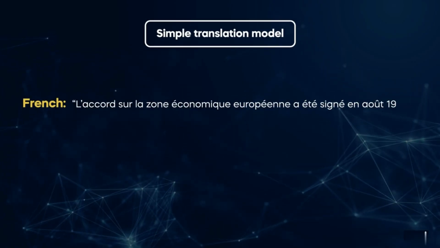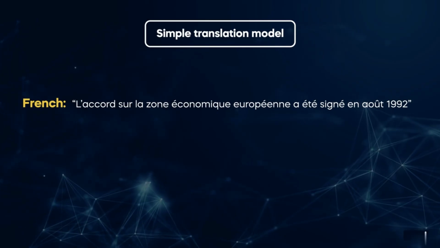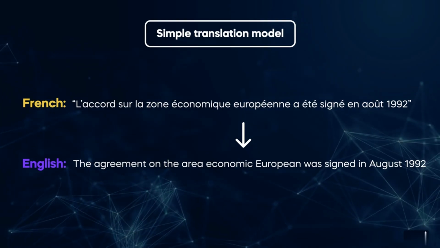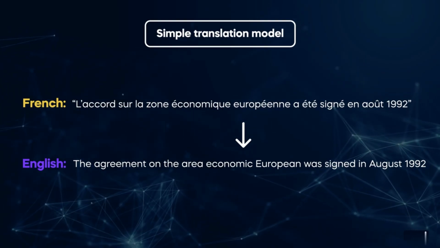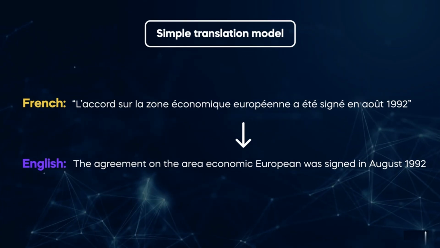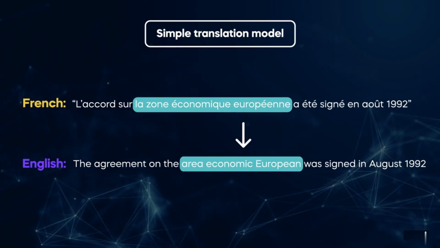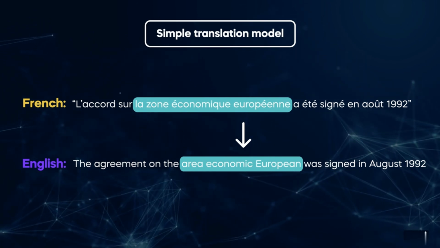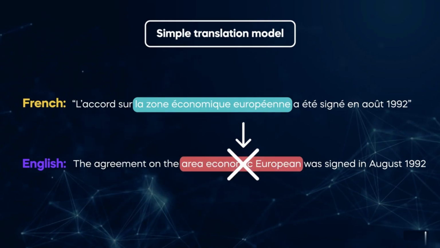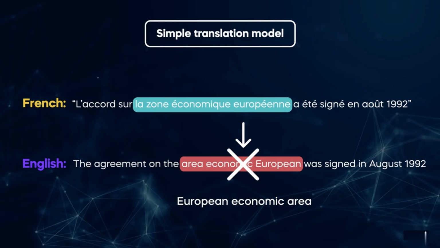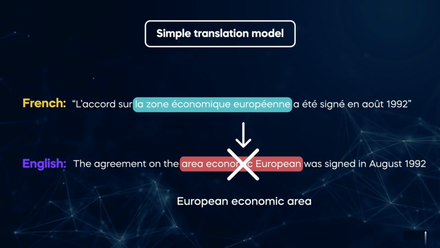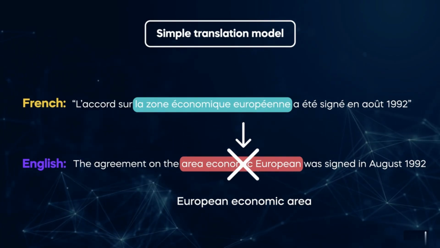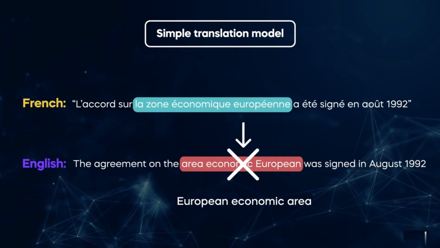Suppose we want to translate the following phrase from French to English. A simple translation model could take each word in the text and translate it to English each token at a time. However, this would be incorrect, as the order of words in French versus English differs. So the following phrase would be translated to area economic European rather than the correct version in English, which would be European economic area. A simple word-to-word translation is not good enough. We also need to be able to look at or pay attention to other words in the text.